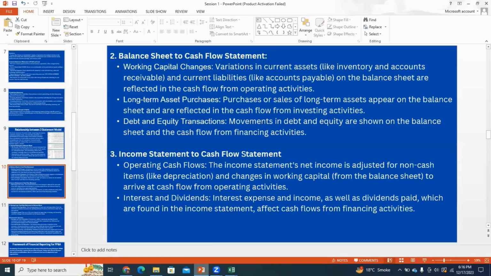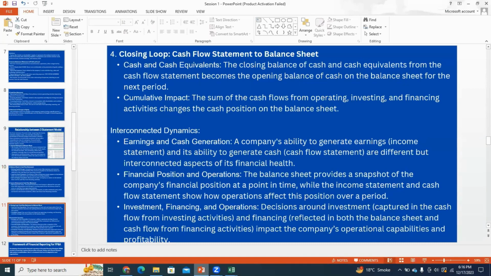The next thing, it says closing loop, how the cash flow statement closes and approaches the balance sheet. It says cash and cash equivalents, the closing balance of the cash and cash equivalents from the cash flow statement becomes the opening balance of the cash on the balance sheet for the next period. Yes, our cash and cash equivalents have been shown at the end of the cash flow statement, and that is linked to the balance sheet.